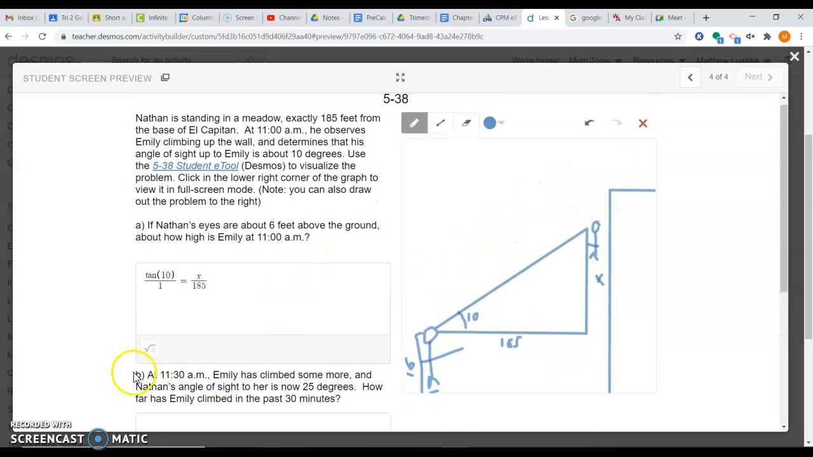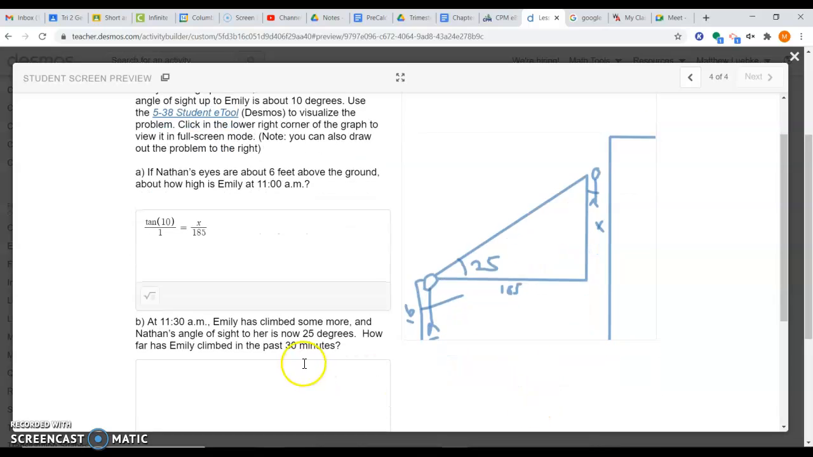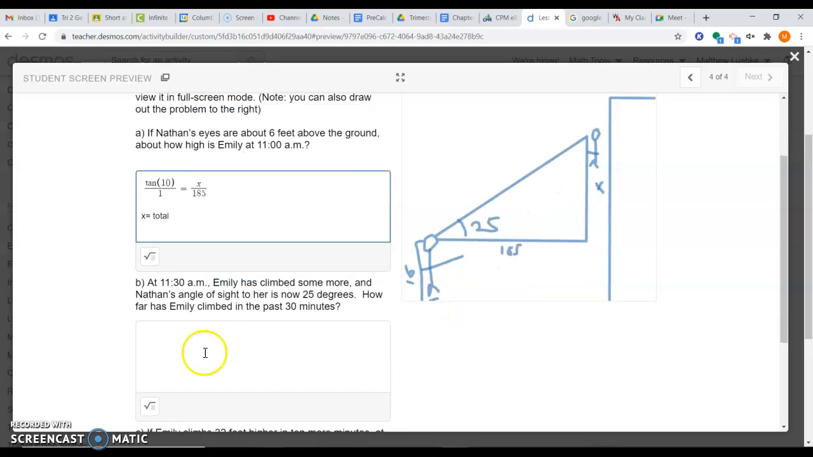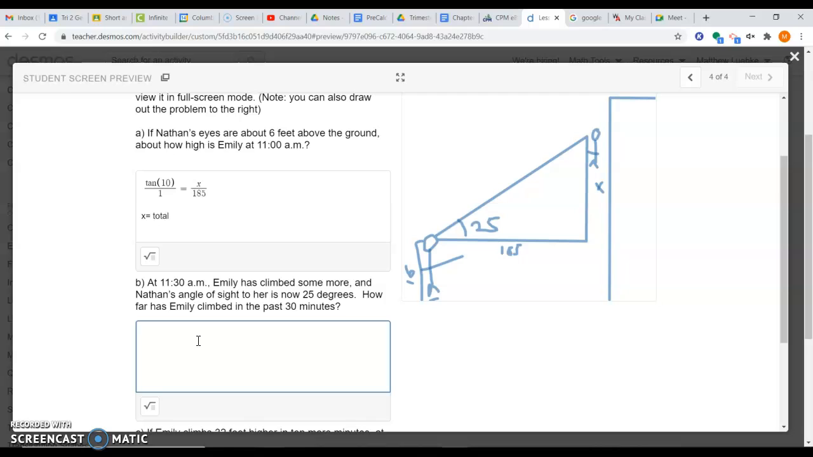Now the problem changes in part B. She climbs a little bit higher by 11:30, and the only thing that really changes for us is that instead of 10 degrees, he's looking up at 25 degrees. And we want to talk about the distance she climbed in the last 30 minutes. So you're going to have a total distance here in part A, and you're going to find your total distance in part B that she climbed. And you're going to take your part B distance, subtract your part A distance to see how much did she climb in that 30-minute time period.